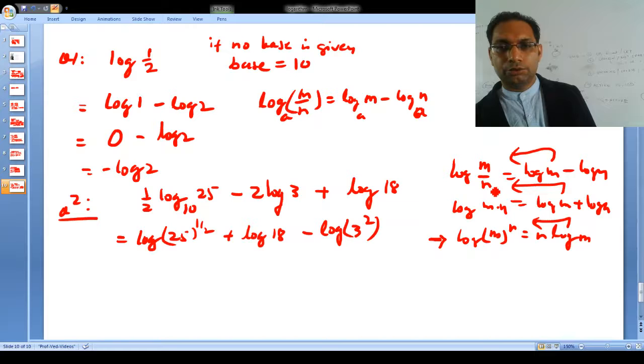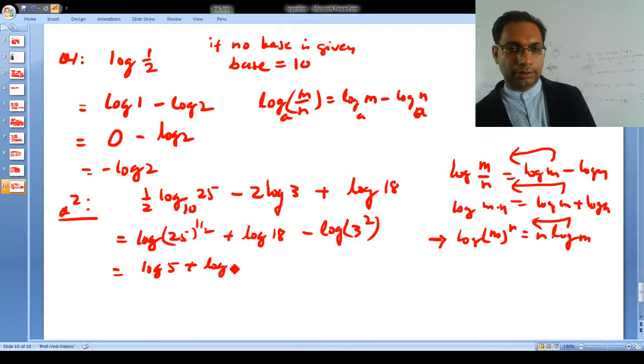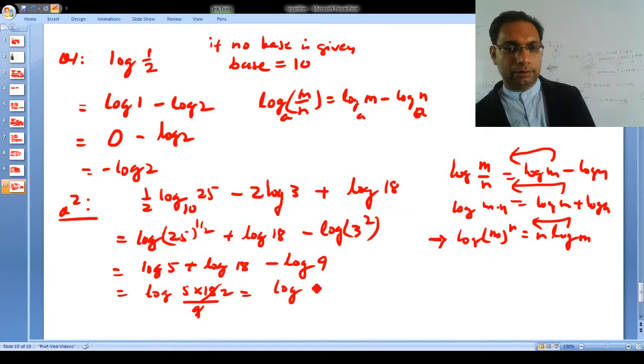We have not used anything else so far, but now we will use this one: log m into n is log m plus log n. It is looking like this, so we will use it. So log 25 to the power 1 by 2, root of 25 is 5, that we know. This one remains log 18, fine, and this one becomes log 9. Now this is plus, so we can multiply, 5 into 18. This is minus, so at the same time we can divide also, no problem. We can do that. So this 9 will cancel and it will become log 10.